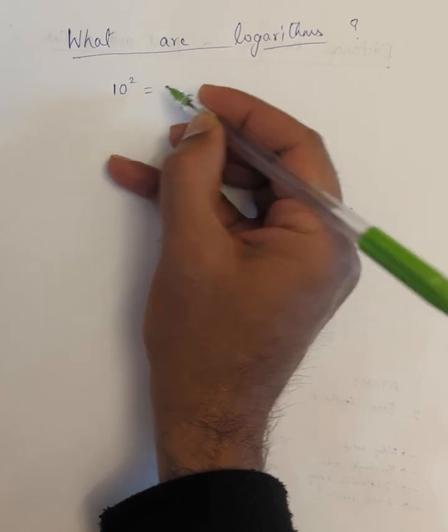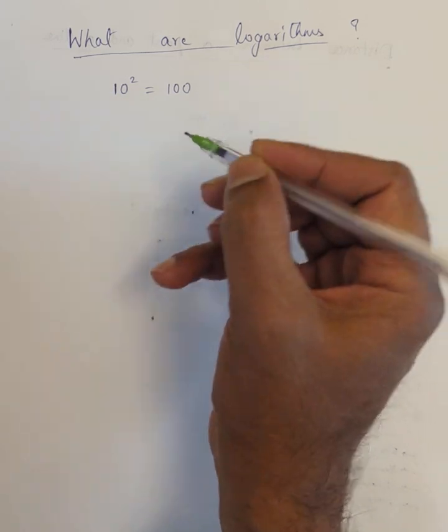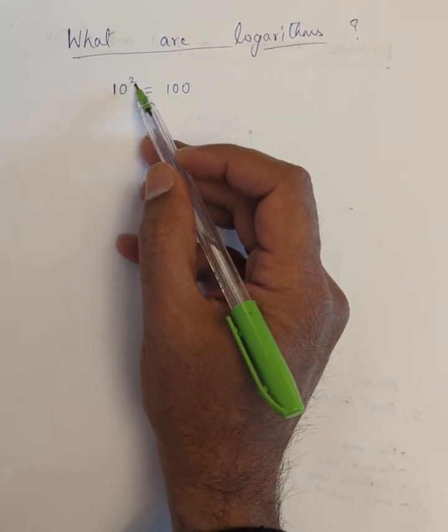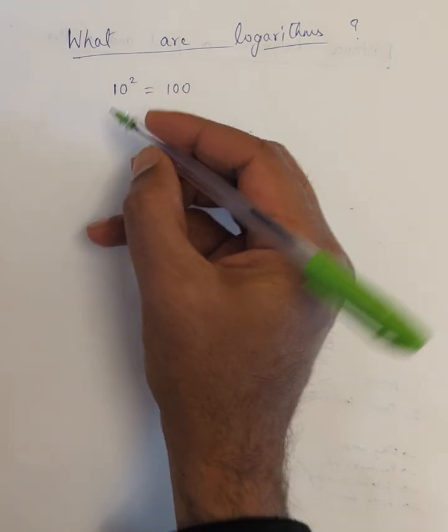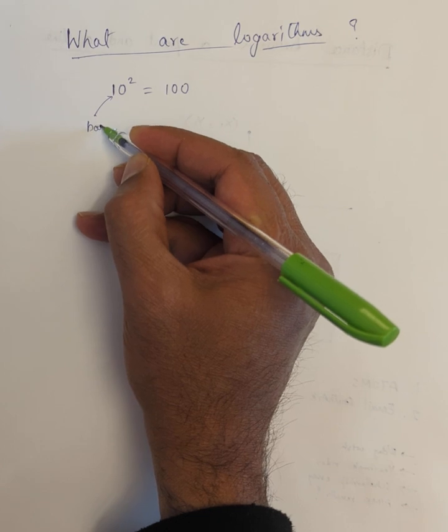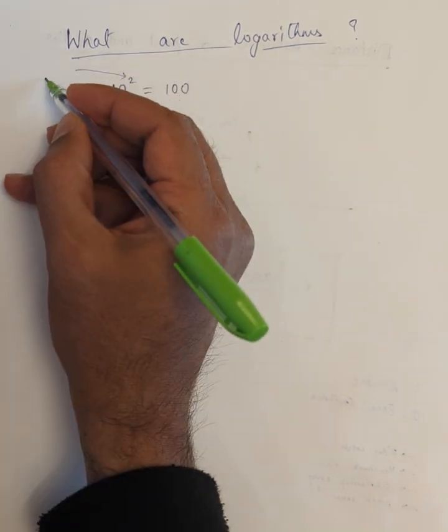Look at this equation. 10 squared is 10 times 10 is equal to 100. Now this equation has an exponent of 2 and a base of 10. So this 10 is called the base and this 2 is called the exponent.